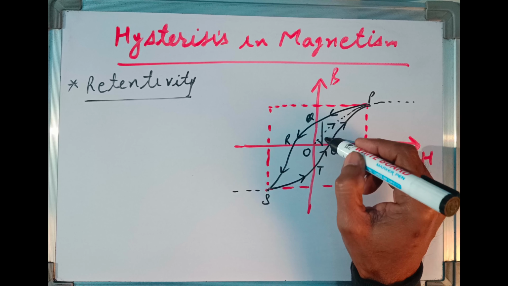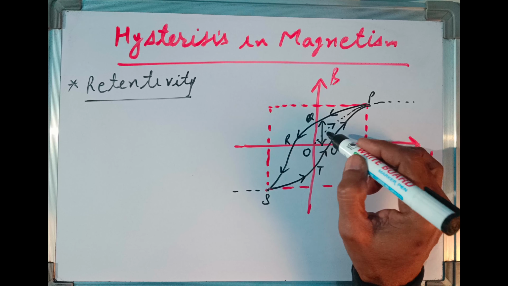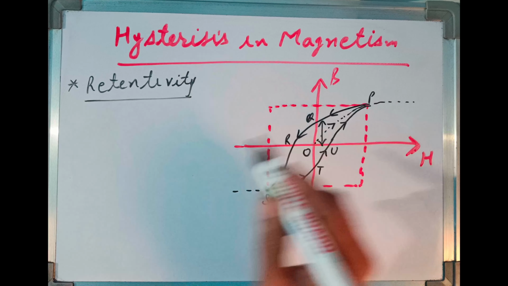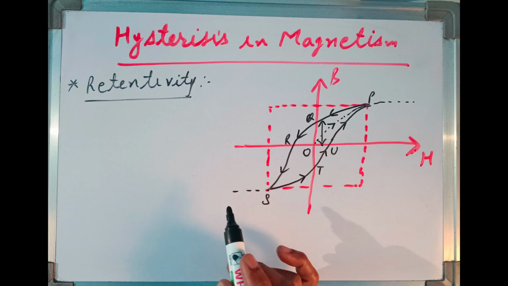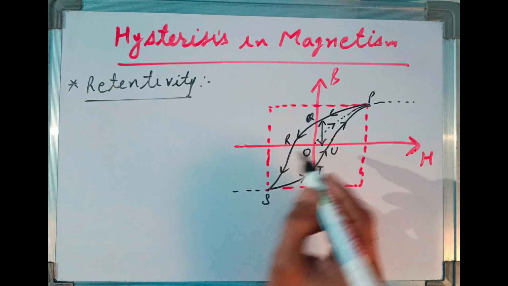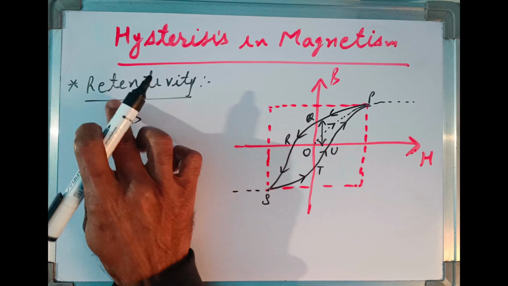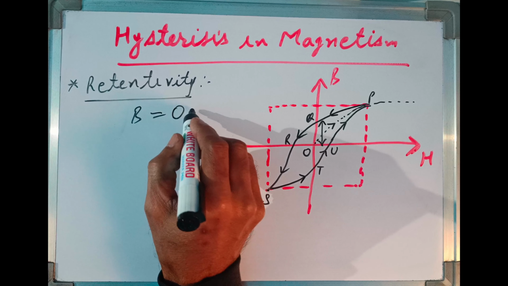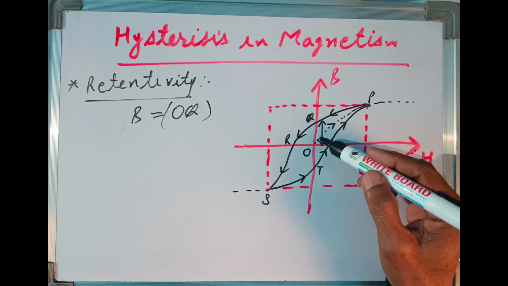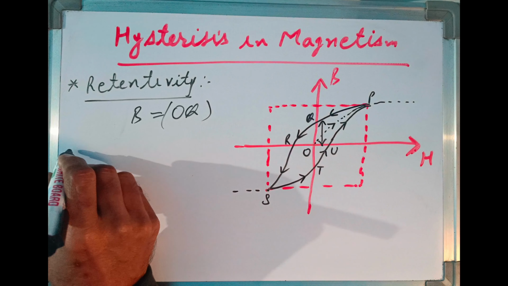This amount of magnetic field that is left inside the magnetic material when H is made 0 is called retentivity of the magnetic material. It is also known as residual magnetism. So I can write the value of the magnetic field equal to O to Q. This portion represents the retentivity or residual magnetism of the magnetic material.